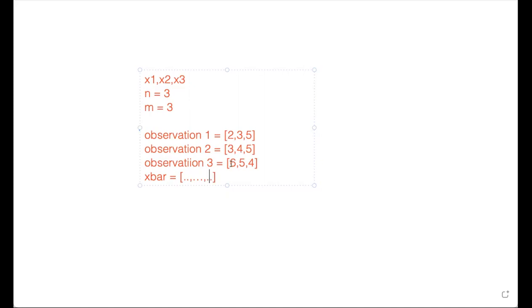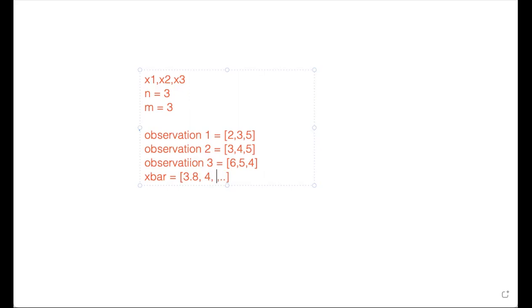6 plus 3 plus 2, it means 11, right? 11 divided by 3, it's 3 point something, 3.8 maybe. So x bar 1 is 3.8. Then for the x2, it will be 6, 9 plus 3, 12 divided by 3, it will be 4.